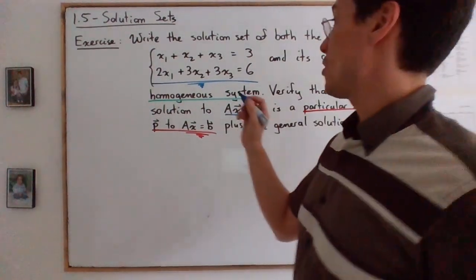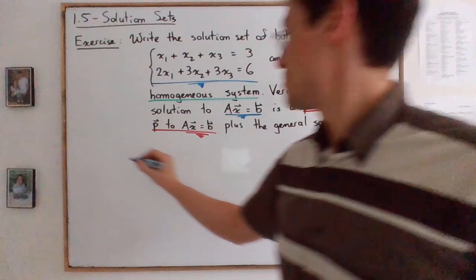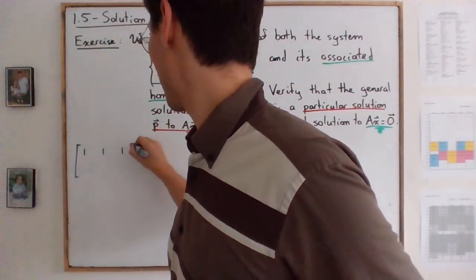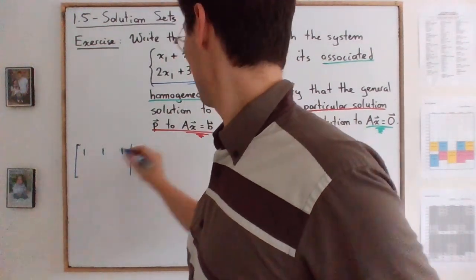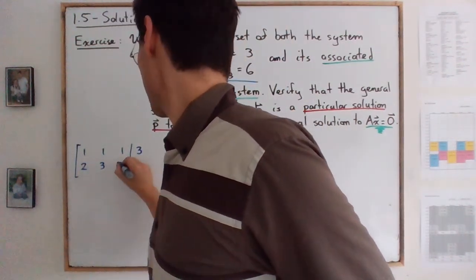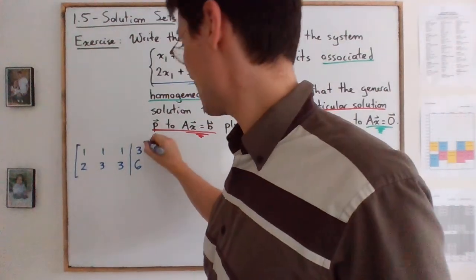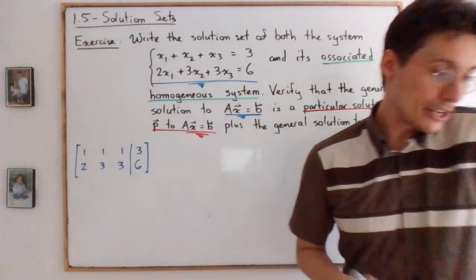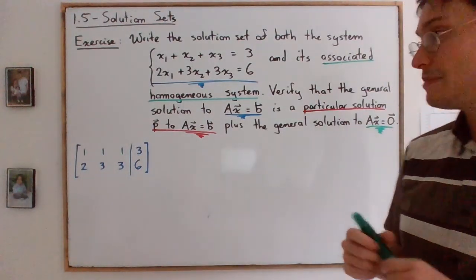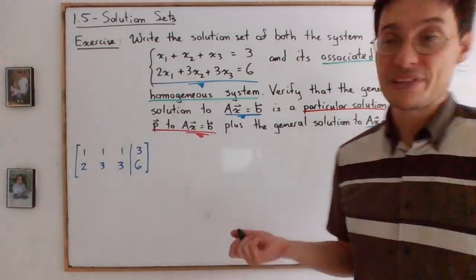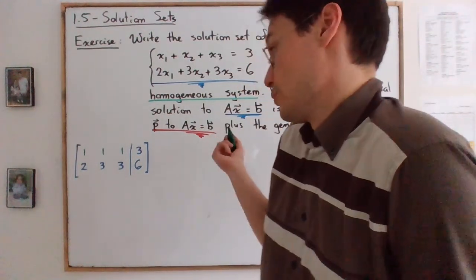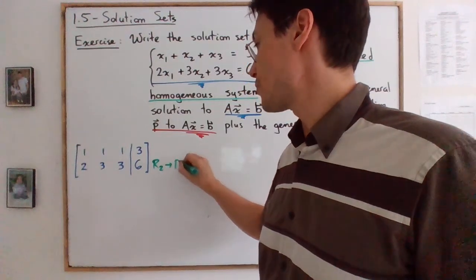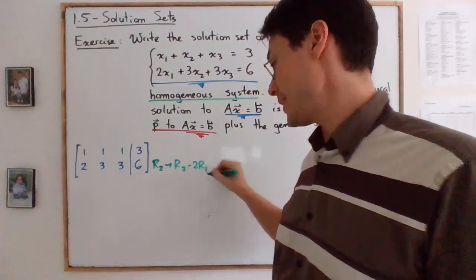So obviously, let's start with this system. Let's start by writing the matrix of it: 1, 1, 1, and then 3. Then 2, 3, 3, then 6. And it's very easy to solve. I'm actually going to do the row reduction because I have the time. You can skip the row reduction if you're doing it well. So first we're doing row 2 becomes row 2 minus 2 row 1.